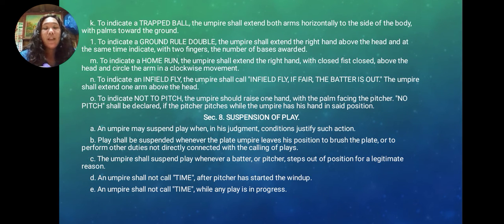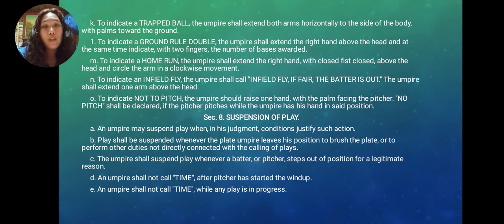So next, for the letter K, to indicate a trap ball, the umpire shall extend both arms horizontally to the side of the body with palms toward the ground. For the letter L, to indicate a ground rule double, the umpire shall extend the right hand above the head and at the same time indicate with two fingers the number of bases awarded.